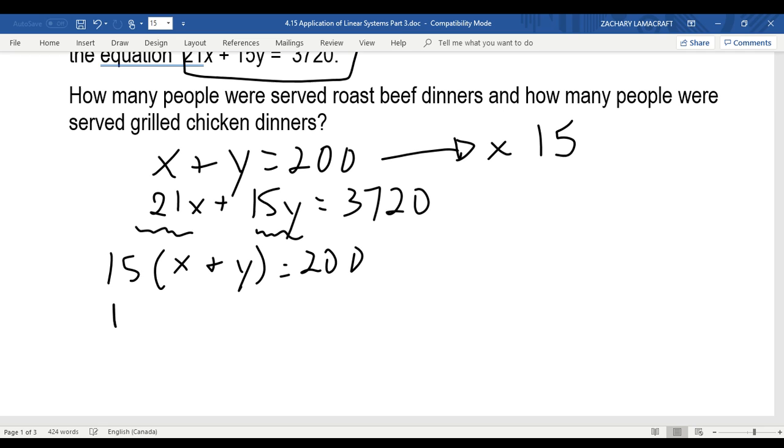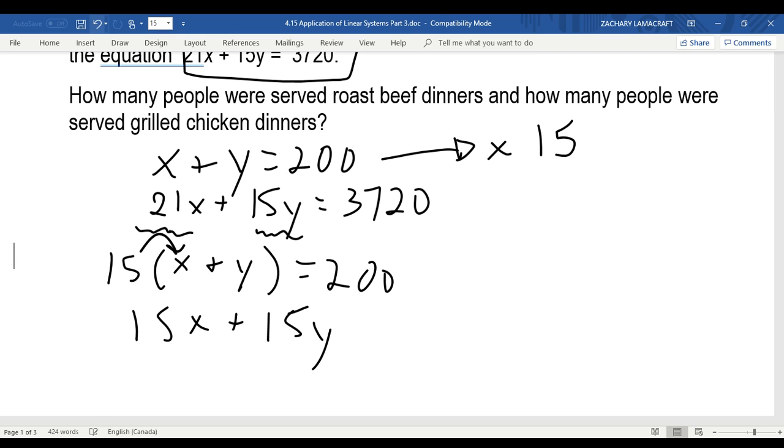So we're going to be given the answer 15x plus 15y equals... I apologize, let me go back there. So it's 15x plus 15y, because we've multiplied 15 through the whole thing. And it would be 15 times 200, giving us the answer of 3,000.